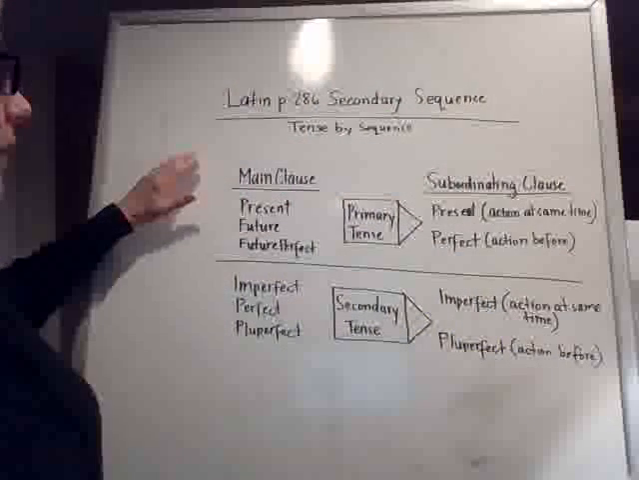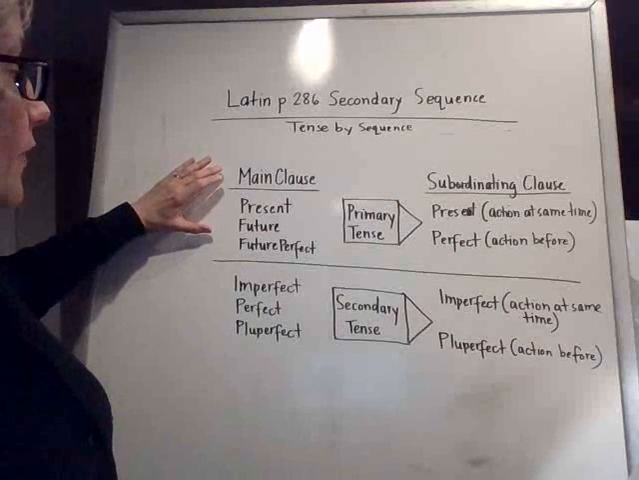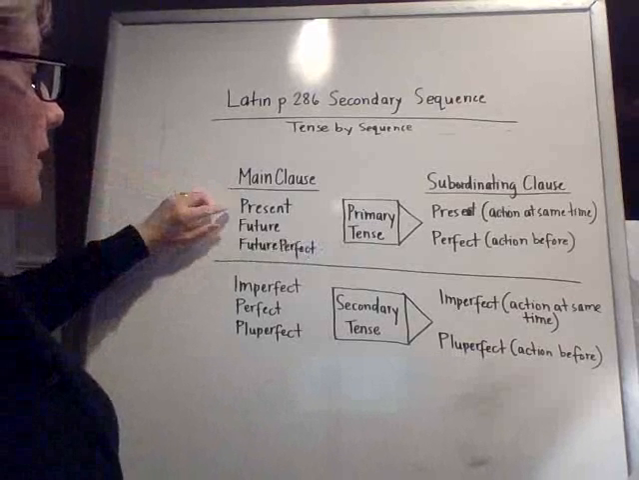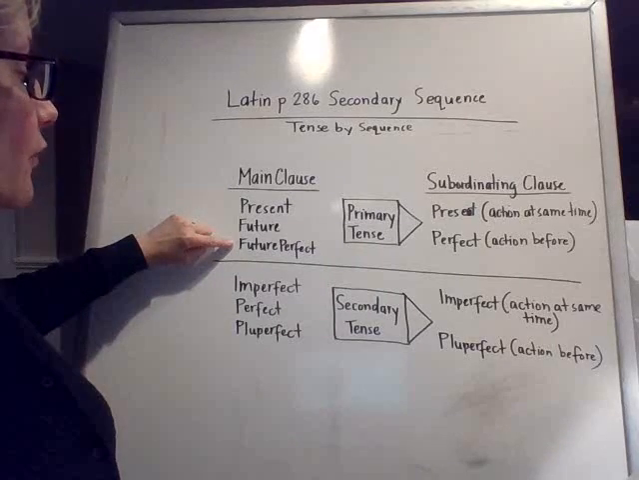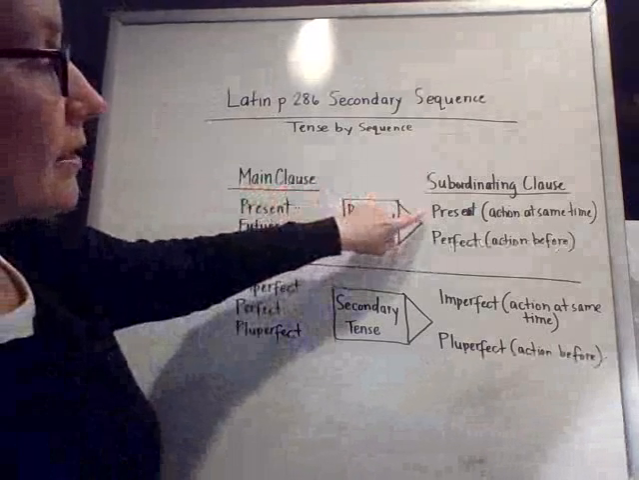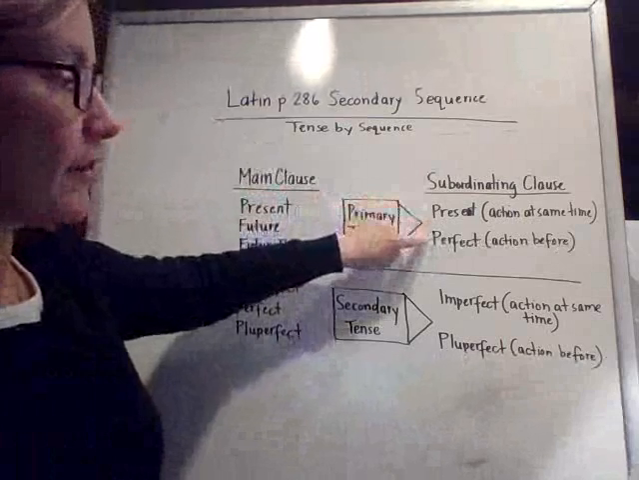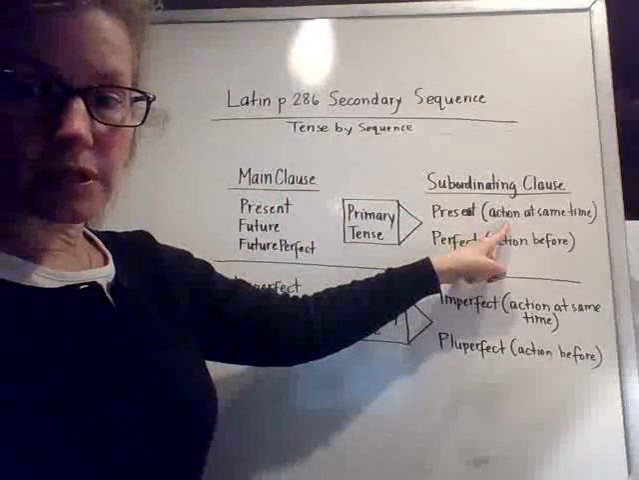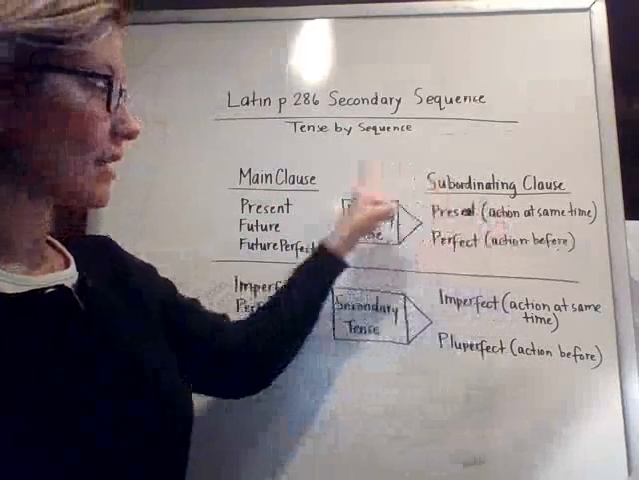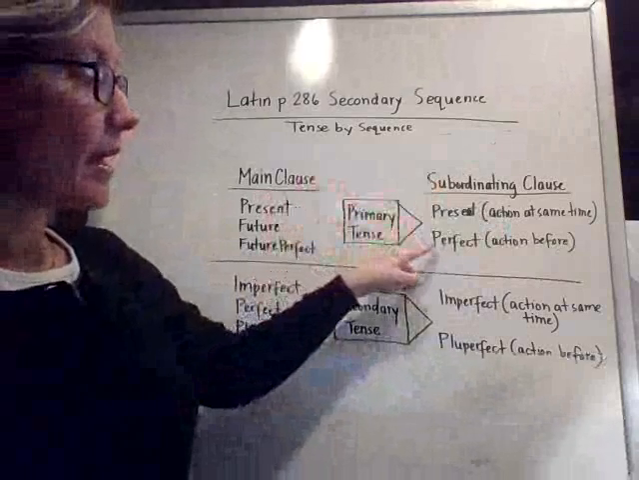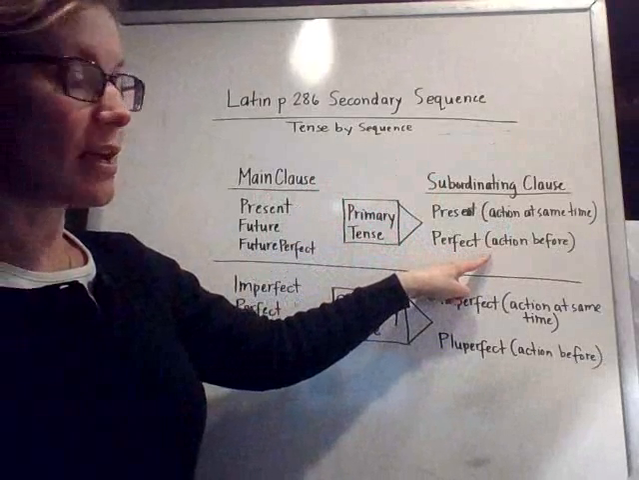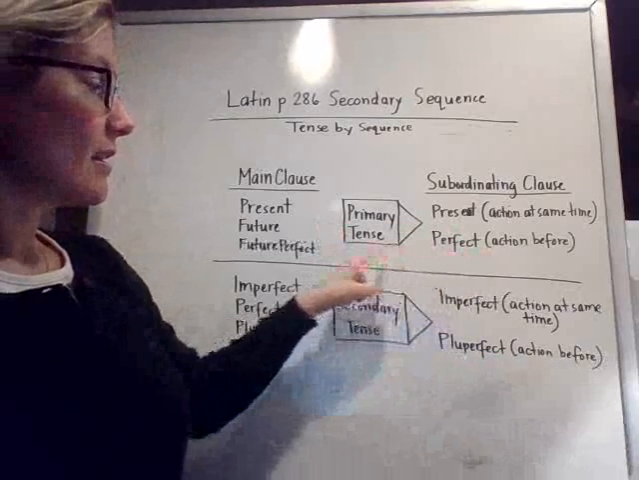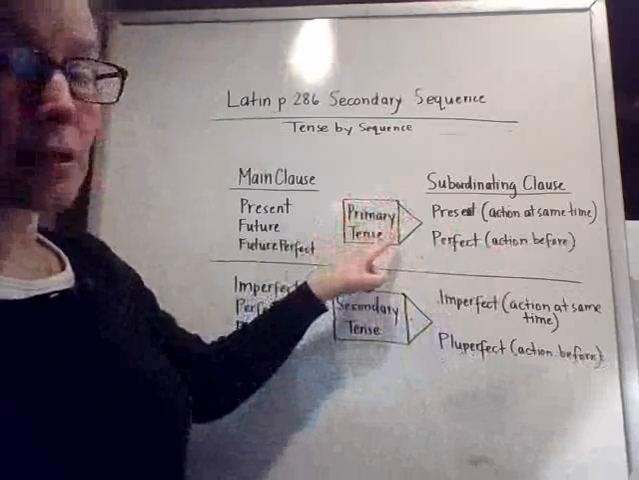So if you look up here, if the main clause of an indirect question is in either the present, future, or future perfect, then the subordinating clause is going to be in either the present or the perfect tense. You use the present tense if the action in the subordinating clause is happening at the same time as the action in the main clause. But if the action in the subordinating clause is happening before the action in the main clause, then you use the perfect tense. All right, so this is the primary sequence.